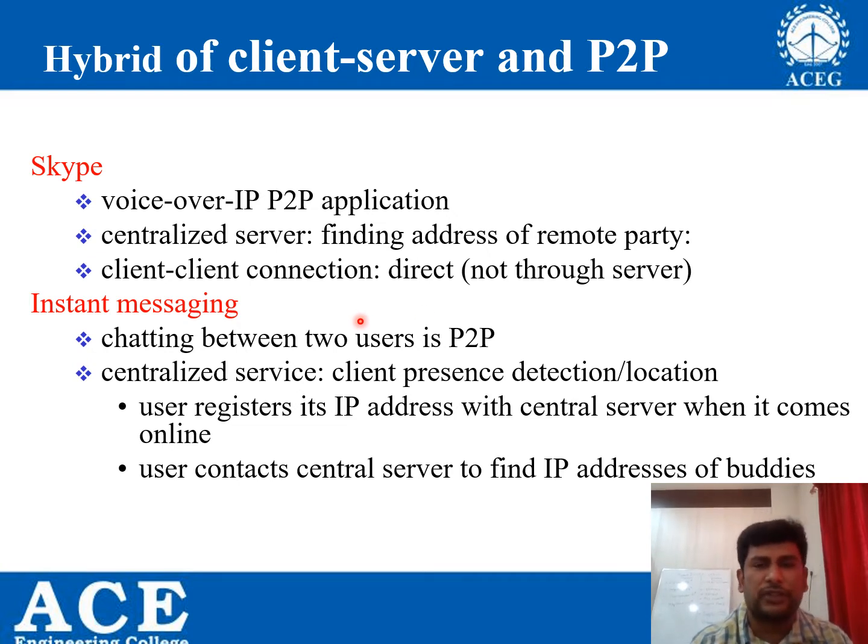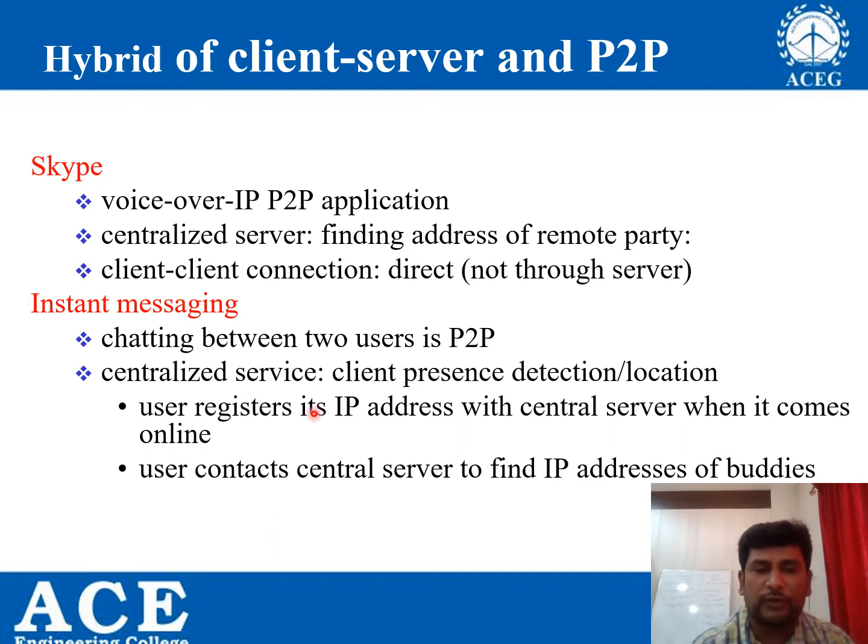The second application related to the hybrid kind of architecture is instant messaging. We have a number of instant messaging apps. Generally, we have chatting between two users, which we refer to as peer-to-peer. And what is the role of the server? That is a centralized service. So the client's presence detection and location will be done by the server. Once it is done, the chatting between the users will be direct. So it will be peer-to-peer.